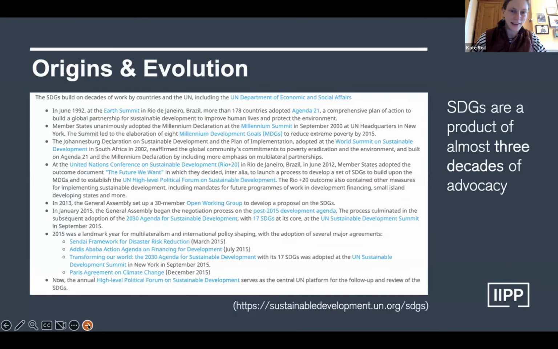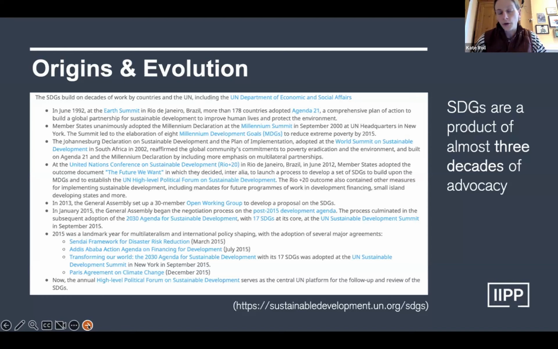That's particularly important when we get to these targets and indicators. So this slide is not so much for you to be able to read this fine text, but to give a sense that the SDGs didn't just come out of nowhere, right? The SDGs are a product of almost 30 years, 3 decades plus of advocacy. Some people go even further back to the birth of the environmental movement, or there are multiple birthplaces of multiple environmental movements.